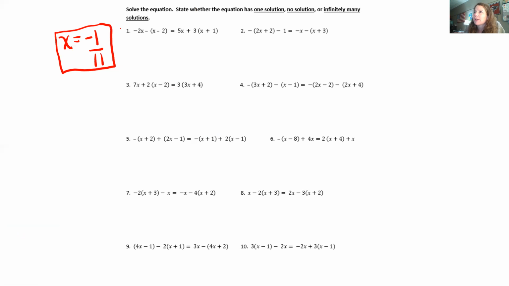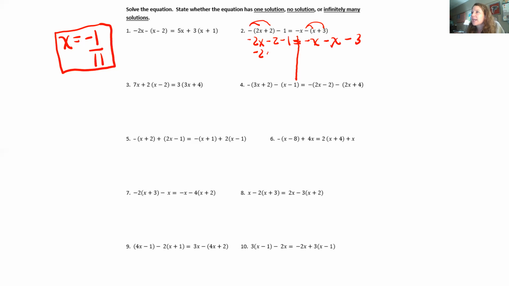Anyway, that is one solution, obviously, because we got exactly one number that will make that equation true. Number 2, we're going to distribute that negative sign, and then we're going to distribute that one. So negative times 2x is -2x. Negative times 2 is -2 minus 1. Bring down -x. Negative times x is -x. And negative times 3 is -3. We're going to combine like terms that are together on one side of the equal sign.